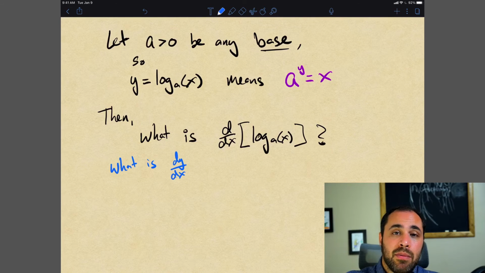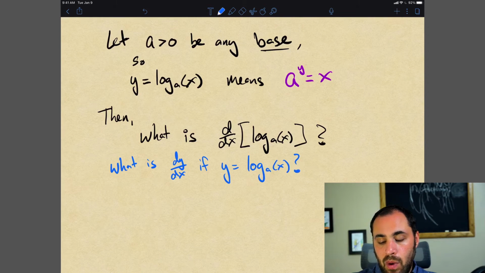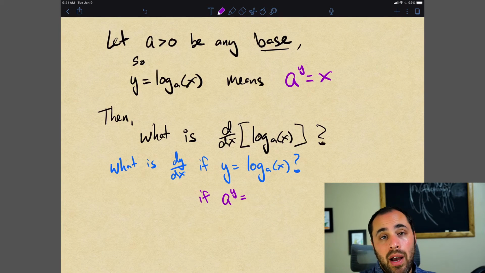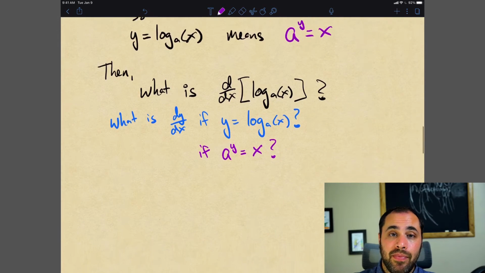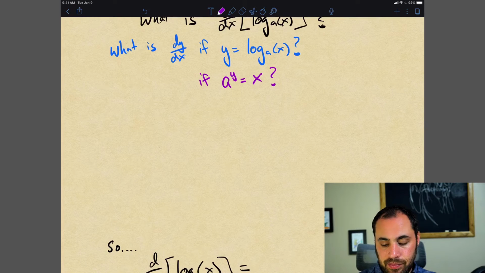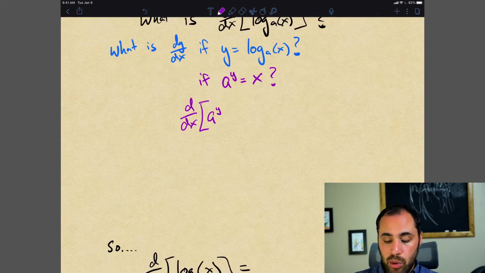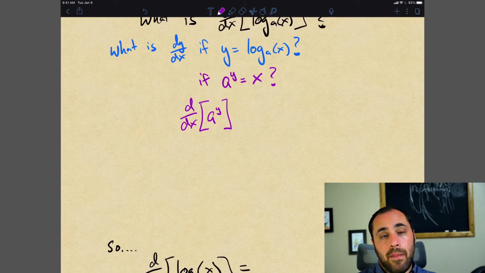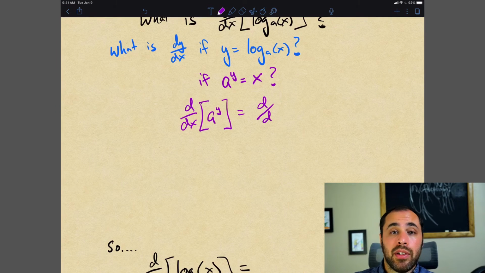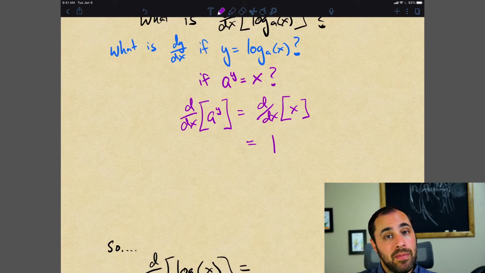We'll do something similar to what we did for inverse trig functions. If y is equal to log base a of x, then a to the y is equal to x. And we know how to take the derivative of an exponential. We can use implicit differentiation to take the derivative of both sides. The right side, hopefully very easy. The left side, we use our exponential rule, not the power rule, because our variable y is in the exponent.